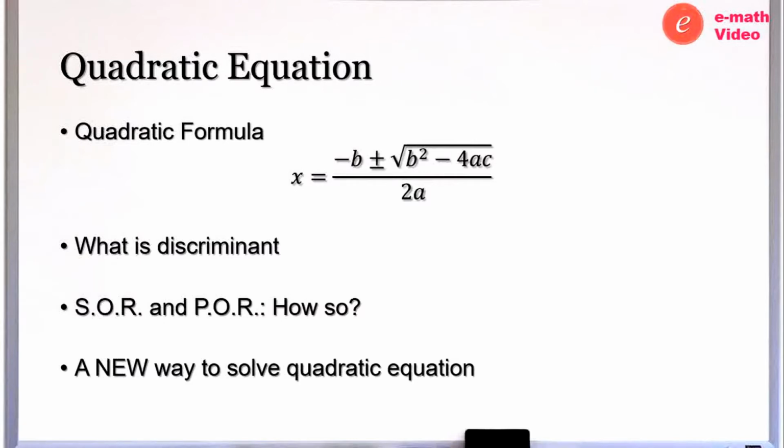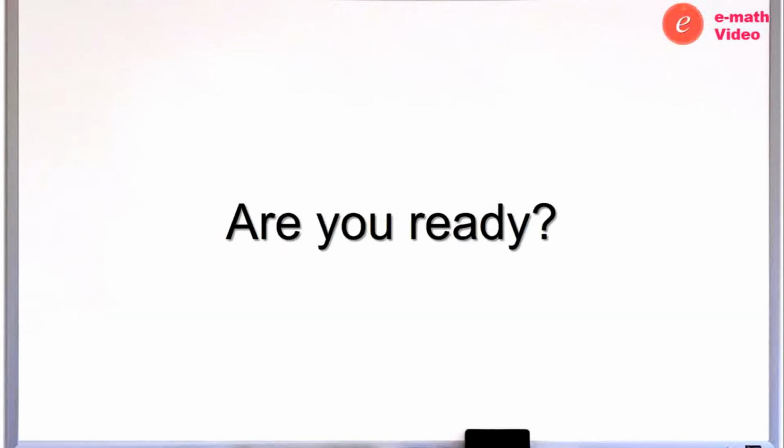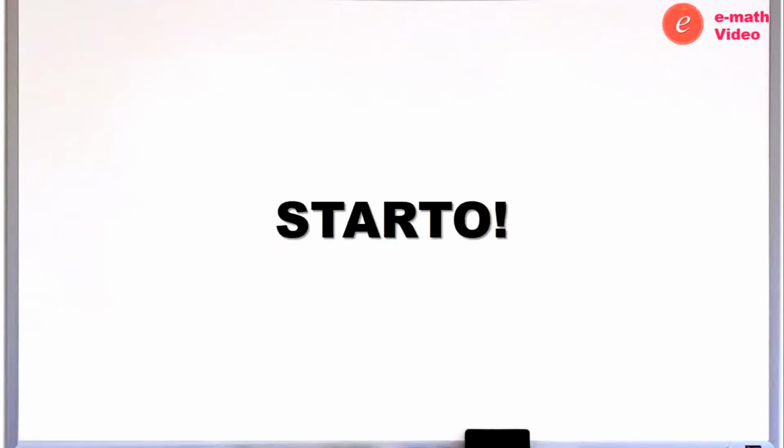using formula? And this is the very reason I started this series, because a new method was just proposed in December 2019. I really wish that I learned this in high school. Anyway, are you ready? Let's start off!